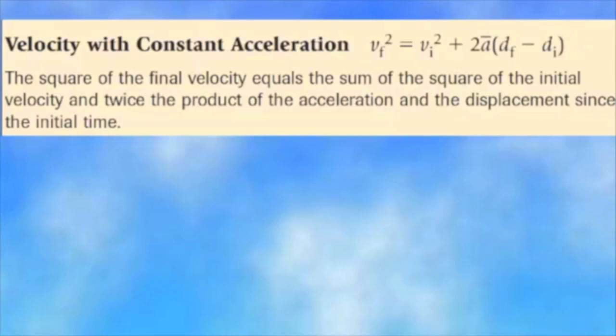So there you have it, our fourth equation, which is the square of the final velocity, Vf squared, is going to be equal to the square of the initial velocity, whatever the velocity of the motion was to begin with, plus 2 times the average acceleration times the displacement. Remember, displacement is your final position minus your initial.